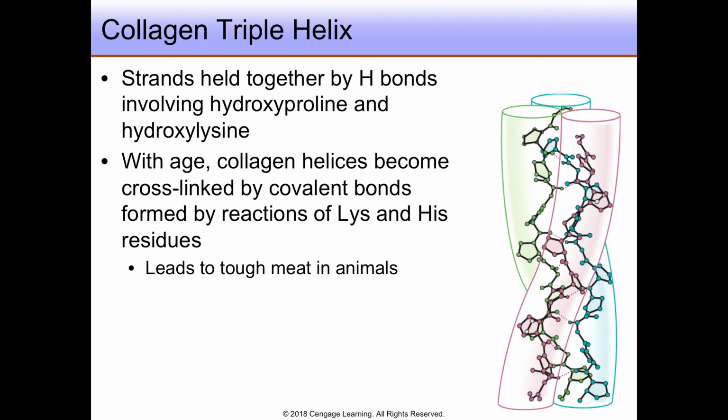Another factor contributing to the strength of collagen is the hydrogen bonding network involving hydroxyproline and hydroxylysine residues. Over time, collagen helices can be cross-linked by covalent bonds formed between lysine and histidine residues. This is what leads to tough meat in aged animals.